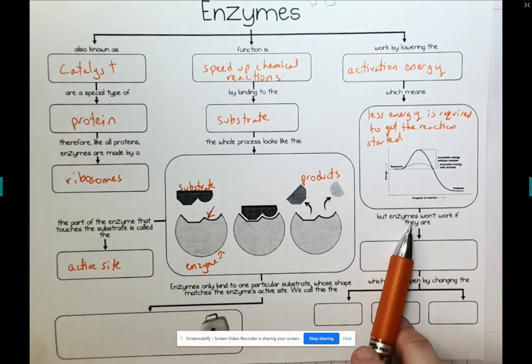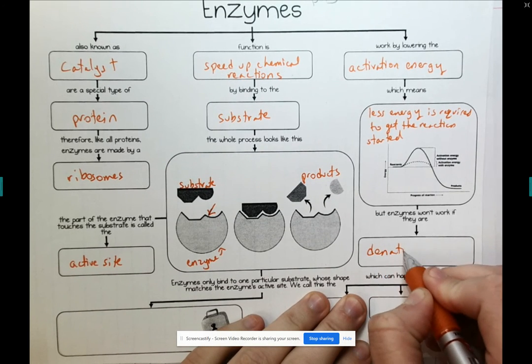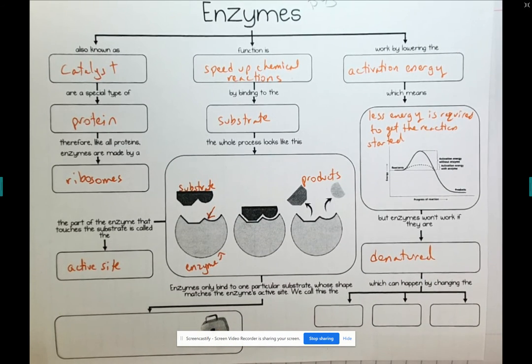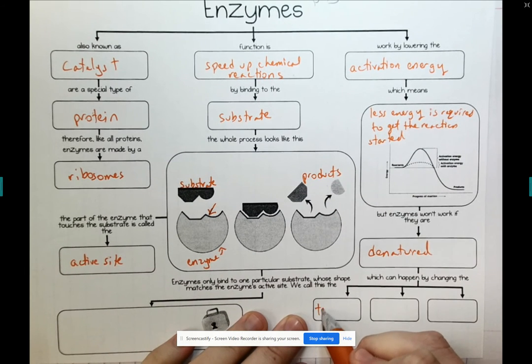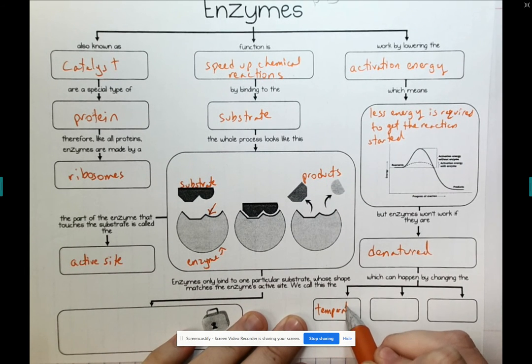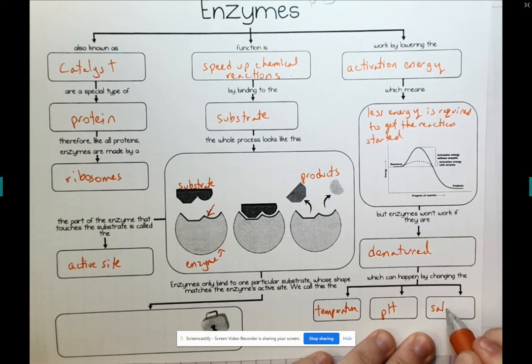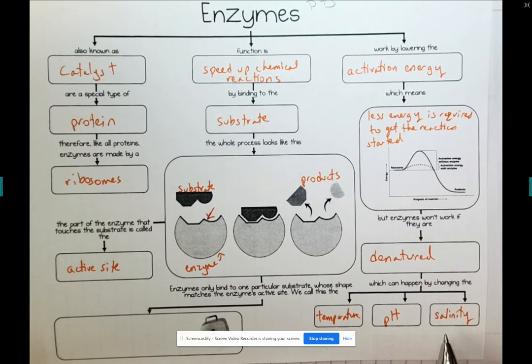But enzymes cannot work if they are denatured. They're supposed to function forever and keep being reused, but they can be denatured by things like temperature, pH, and salinity, or basically the amount of salt that's in our system.